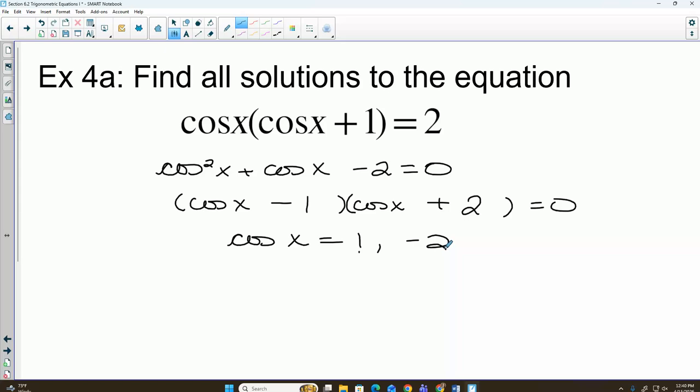Cosine x equals 1. When is cosine positive 1? At 0 degrees. I didn't specify, so let's do degree solutions. So 0 degrees. Okay. If I say all solutions, I didn't say just between 0 and 360, so every time. Is this the only time? No, we know every time we come around the circle, it's going to happen again. How did we show that yesterday?